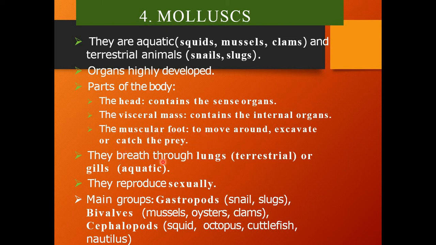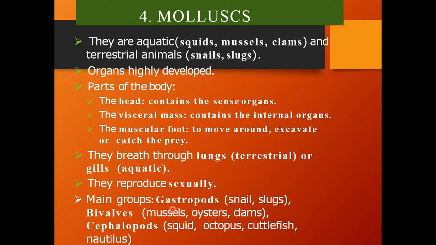They also breathe through lungs for the terrestrial ones, snails and slugs. Or gills, which are for the aquatic ones, for example squids, mussels, and clams. They reproduce only sexually.